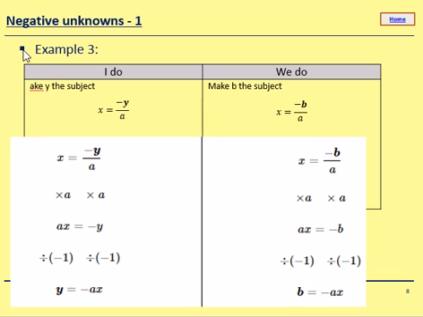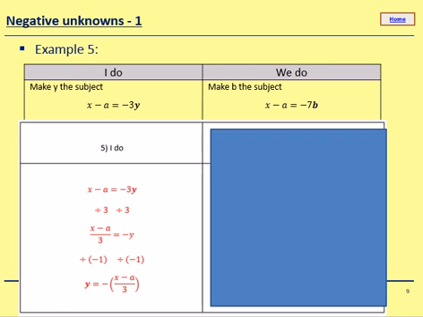Okay, so for the we do, it's the same question, except we've got b in place of x and b in place of y, pardon me. So first step, multiply by the a and then divide by -1. You should get b equals negative ax. Well done if you got that right.